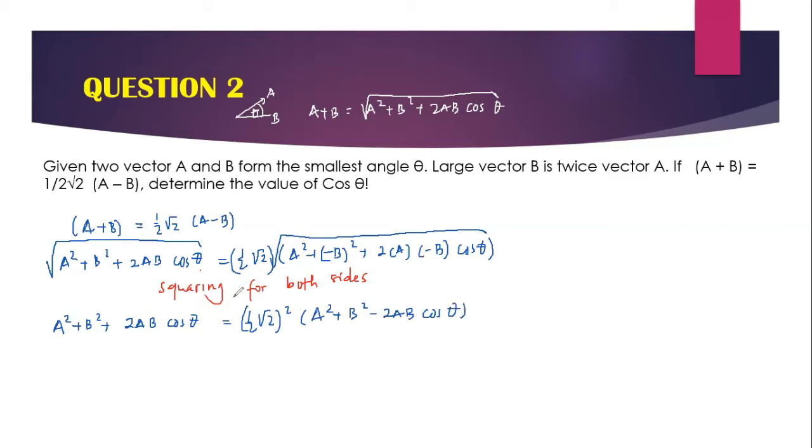right? By squaring for both sides, this root is cancelled. But for a half root of 2, it still remains, so you have to square it. Here, A square plus B square plus 2 times A times B cosine theta equal a half times A square plus B square minus 2 times A times B cosine theta, right?